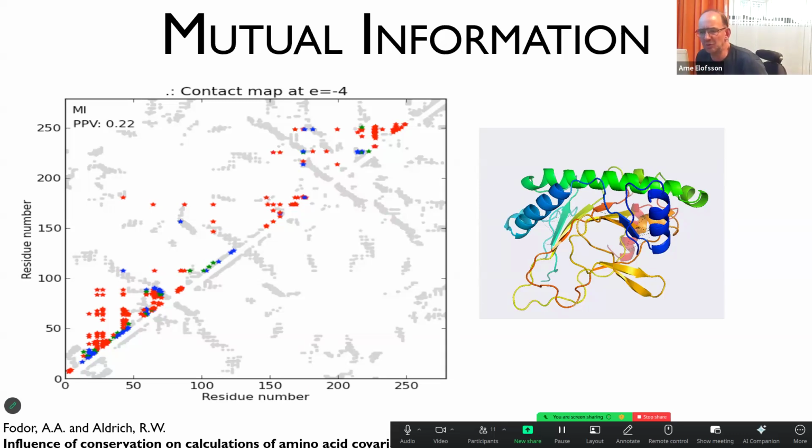So you can understand that if you take all these red and blue dots and try to fold the protein, it will not be very successful because you don't have the information about it. Although there are some contacts, it's better than random. If you take random, you will only have 1% correct ones. Now we have 22% correct ones. So it's not completely useless, but it's not good enough.